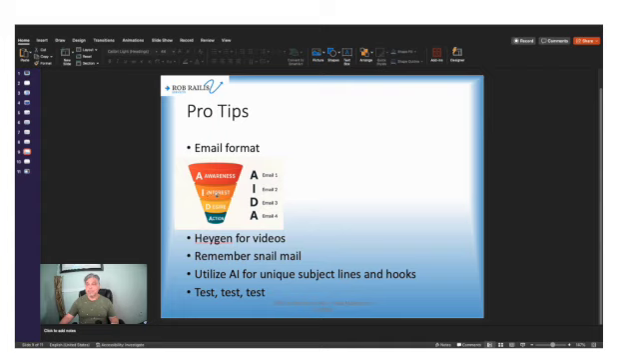Email 2 is interest. What is interest? This is a perfect time to incorporate a testimonial or a case study, something that follows the awareness format, but again gets them a little bit more interested, one step closer to whatever the final call to action is. In many cases, it's a meeting, it's a call, whatever it is for your business.